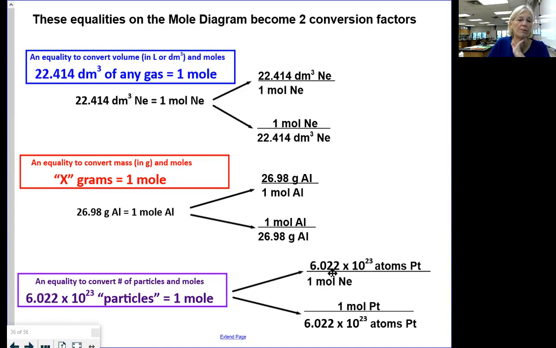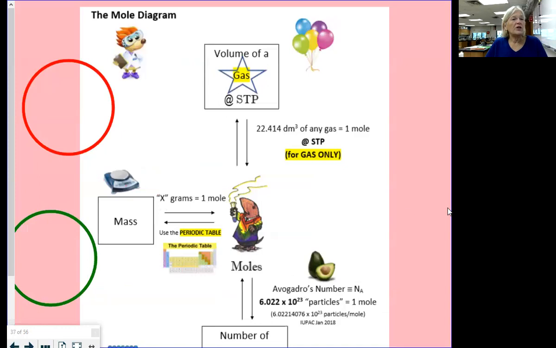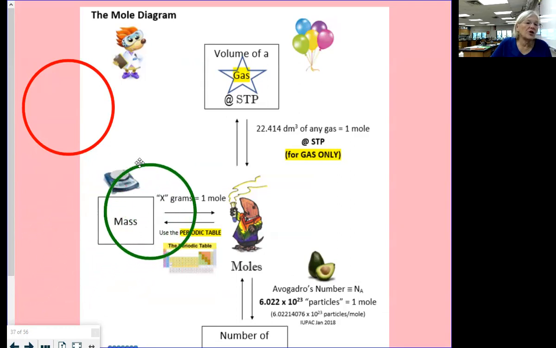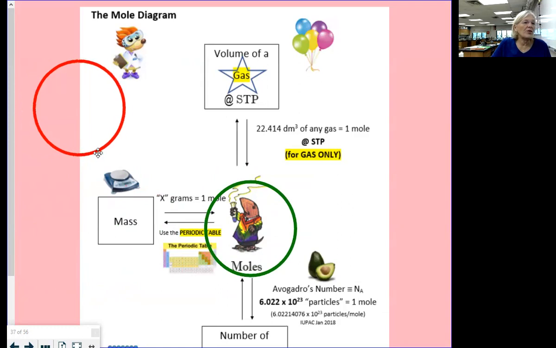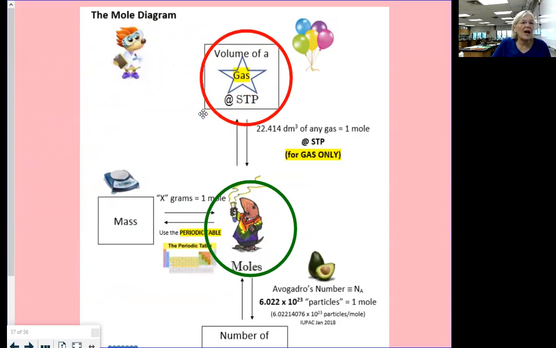Please note, number, unit, atoms, chemical, are necessary not only to set up the problem, but in every conversion factor. So this is how we're going to use the mole diagram. I'm going to show you, the green circle is where you start. Let's say you're given a number of moles. If you want to convert that number of moles to the volume of a gas, that would be where you stop. You start here, you stop here, and you see you take the path that takes this equality.